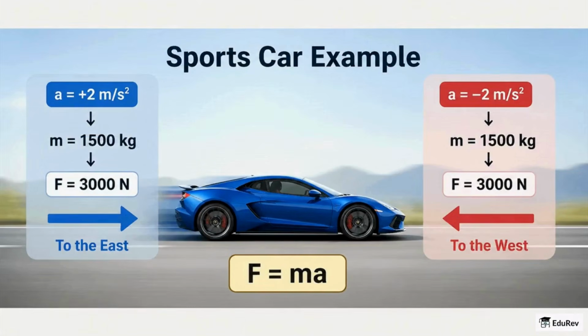A sports car example shows how acceleration and force change over time. If acceleration is 2 meters per second squared for 1500 kg, force is 3000 newtons to the east, and if acceleration is negative, force acts to the west.